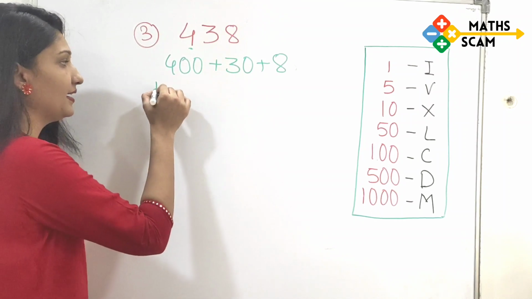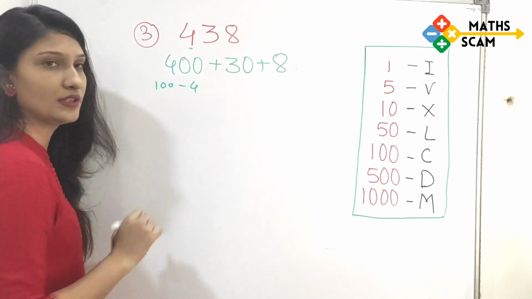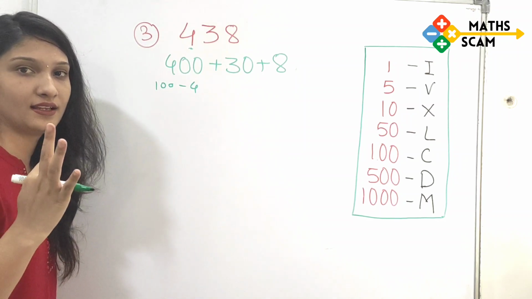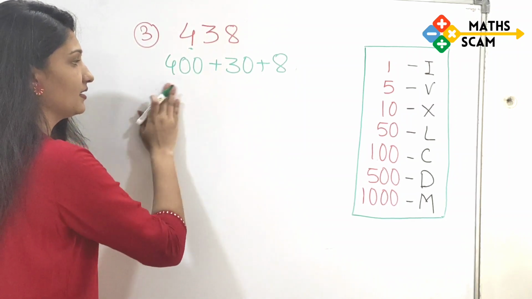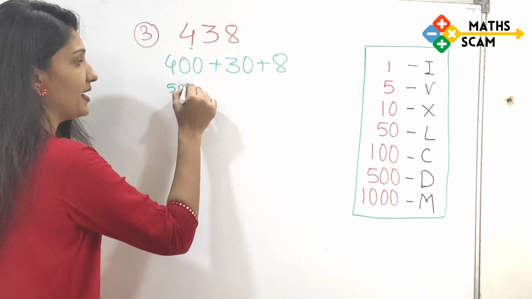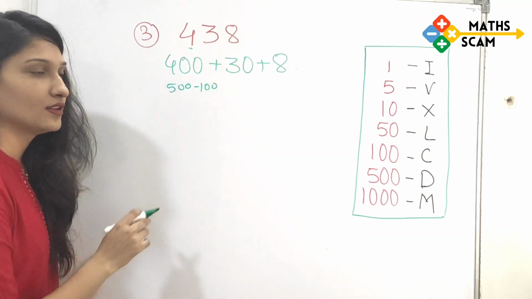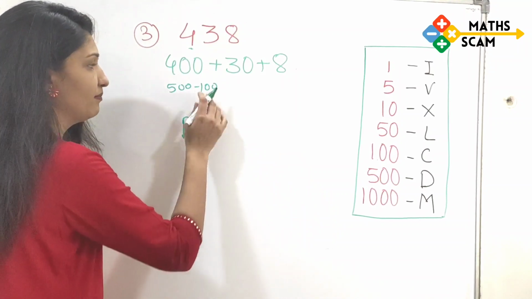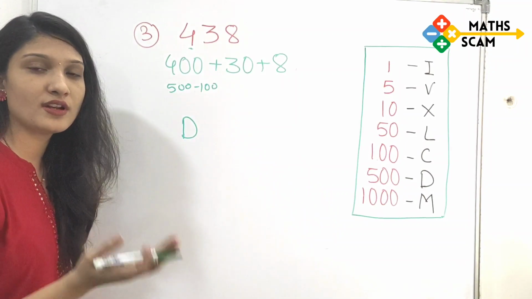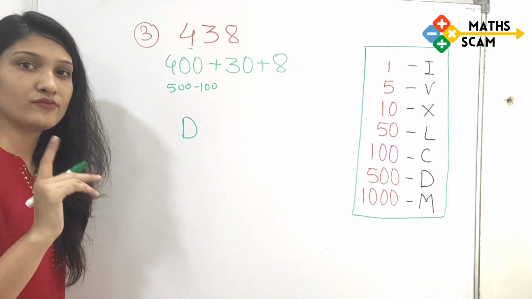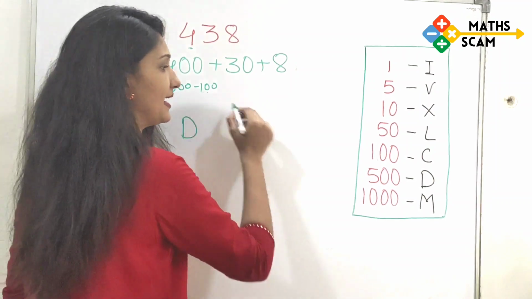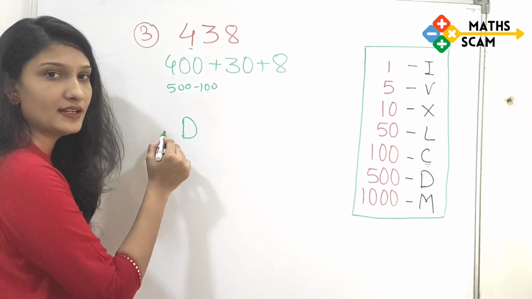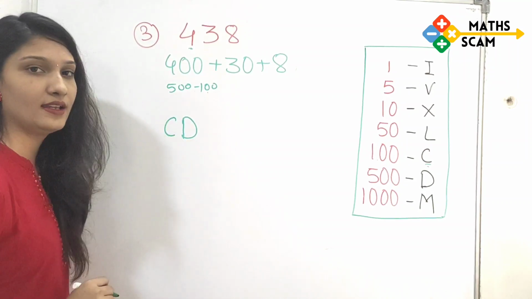Can we write 100 at 4 times? No, we cannot repeat the number after 3. So what we'll need to do is 500 minus 100. So 500 is D. So write D minus 100. So we'll prefix or it will be suffix? Prefix. Very good. So prefix X is, 100 is C. So C will be written before D.